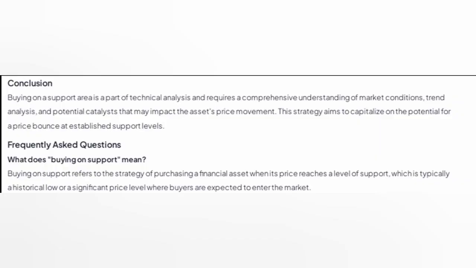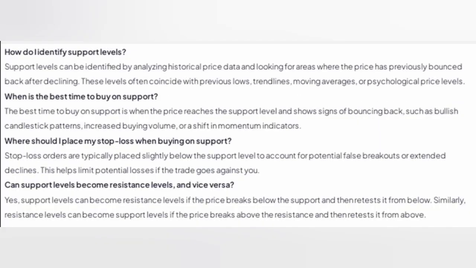Conclusion. Buying on a support area is a part of technical analysis and requires a comprehensive understanding of market conditions, trend analysis, and potential catalysts that may impact the asset's price movement. This strategy aims to capitalize on the potential for a price bounce at established support levels. Frequently asked questions. What does buying on support mean? Buying on support refers to the strategy of purchasing a financial asset when its price reaches a level of support, which is typically a historical low or a significant price level where buyers are expected to enter the market.